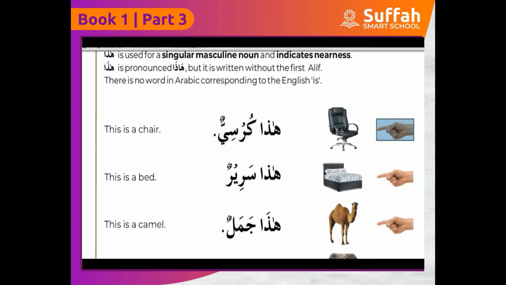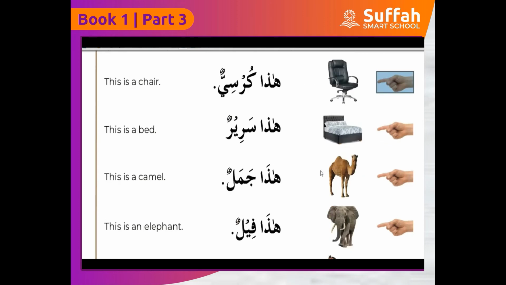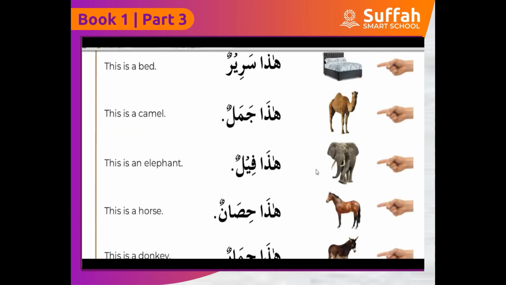Sarirun. Sarirun means a bed. So, hada sarirun, this is a bed. You will see that the same nouns are coming again. Hada jamalun, this is a camel. Hada filun, this is an elephant.